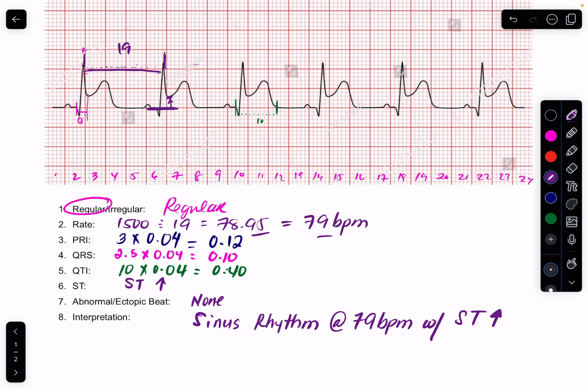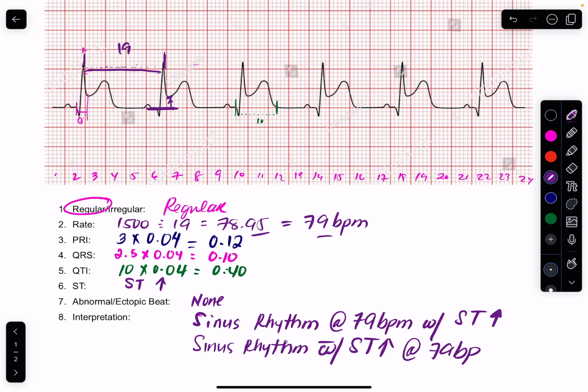Notice that some people actually do their interpretation this way. And if you do this way, I'm okay with that. I'll still mark you correct. So some people would say sinus rhythm with ST elevation at 79 beats per minute. The most important part is you cover everything, right? You need to kind of tell us the pacemaker, the rate, and any abnormality. So it needs to be a complete interpretation.